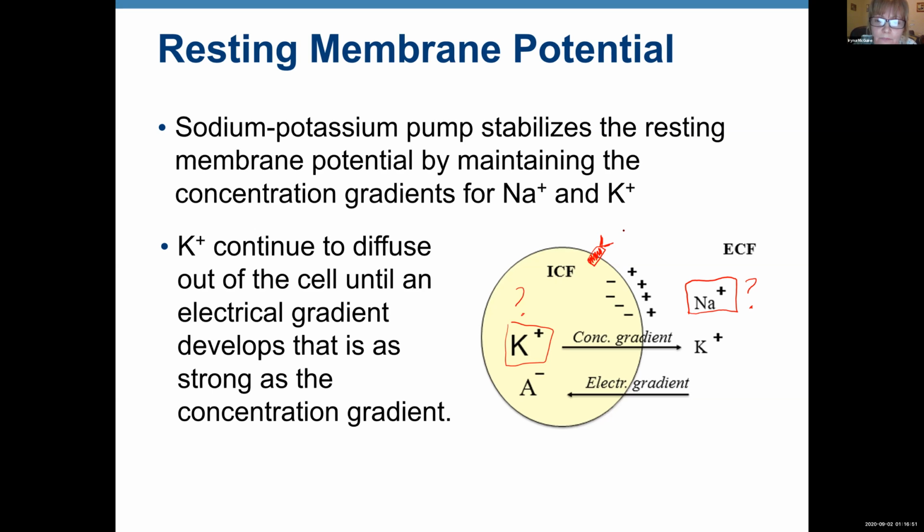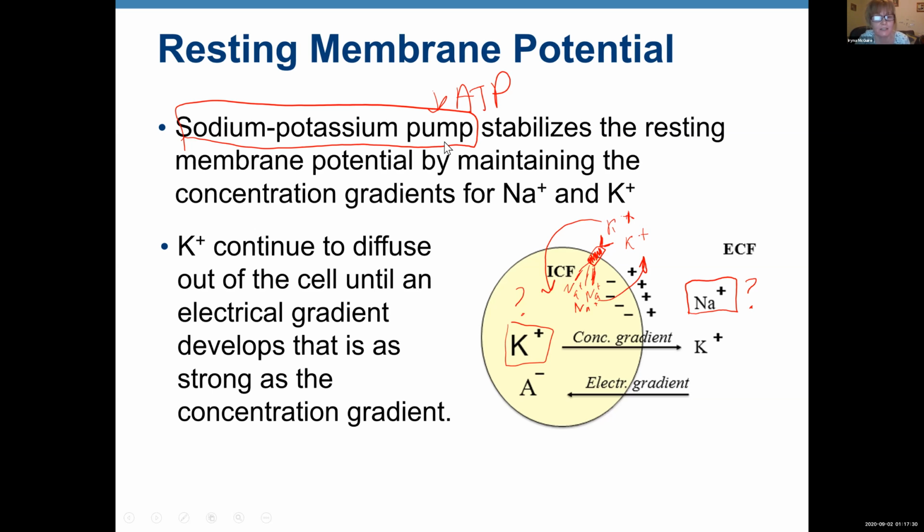It can attach 3 sodium atoms, so they all attach over here, and 2 potassium from outside. And it can move this potassium in and sodium out, right? This special protein is called the sodium potassium pump. And it's called a pump because it uses ATP, so it's active transport.